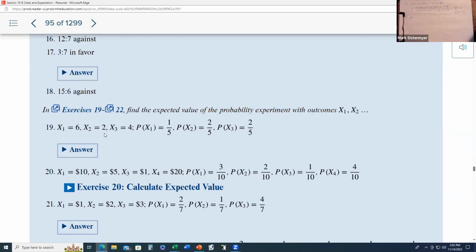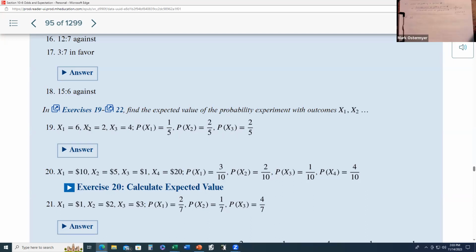problem number 19, they give you the value of a random variable, which could be 6 or 2 or 4 for some sort of probability. Like you can think of it as being like a probability game or something. And they give you the probability of that value occurring. In other words, the probability that a random variable takes on a value of 6 would be 1/5. The probability that it takes on a value of 2 would be 2/5. The probability that it takes on a value of 4 would be 2/5. What would be the expected value of the probability experiment with these outcomes and these probabilities?